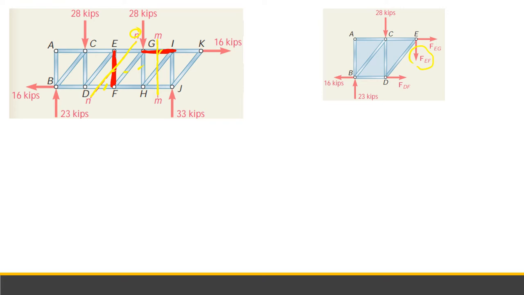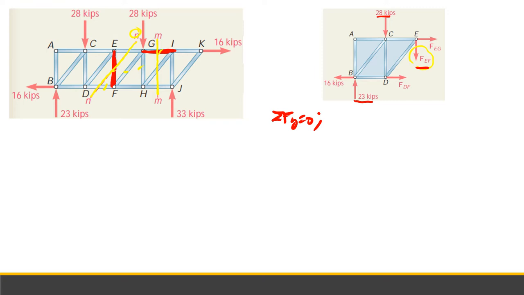So, if we analyze or if we try to understand the free body diagram, we can solve force EF using only one equation. And that is summation of forces along y equals 0. So, you can see yung mga y forces natin dito is 23 kips, 28 kips, and FEF. So, we can solve it directly using this equation para mahanap natin yung EF.